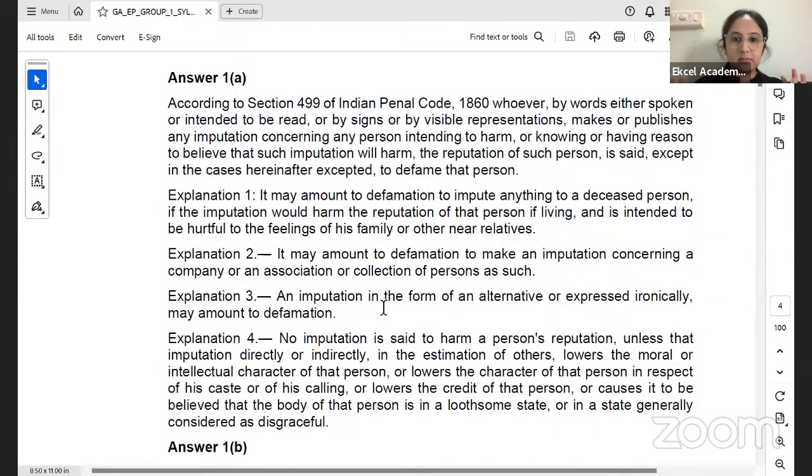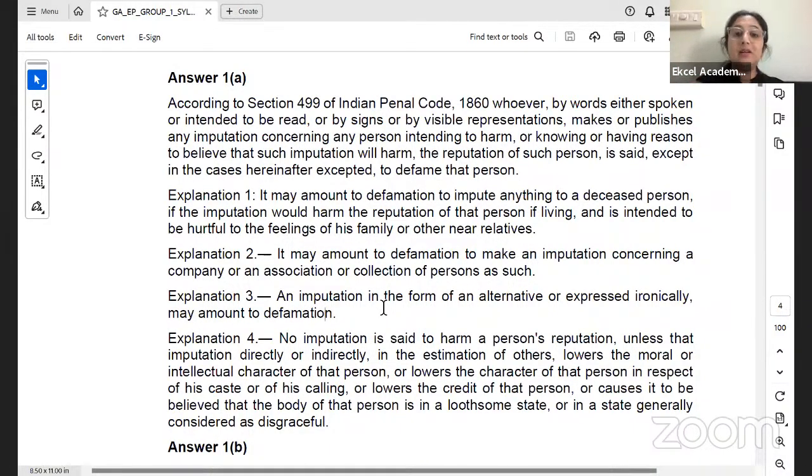Write all the four points. If you remember, very good, you write that only: explanation one, what it says, explanation two, what it says. In case you forget or are a little confused, and you know the four explanations but are confused with the numbers, maybe between one and two, or three and four, or two and three, then it's okay. Just give a subheading as explanation.